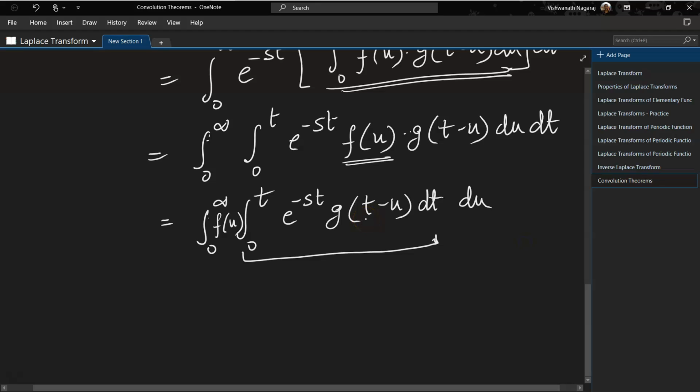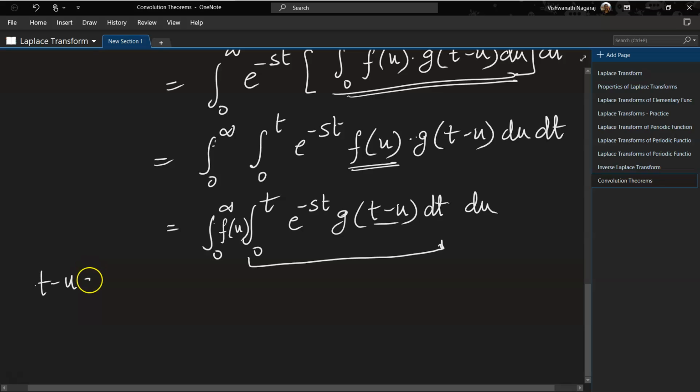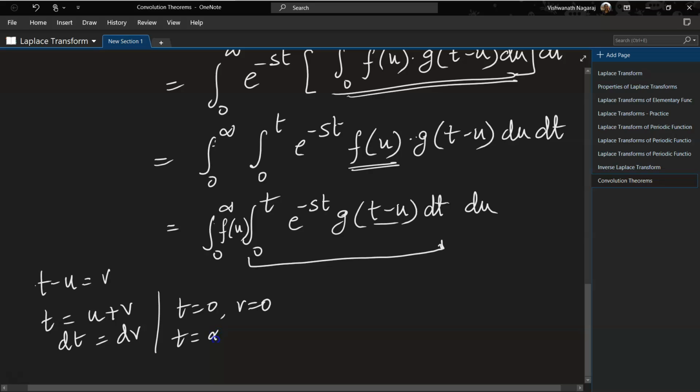How do we solve this integral? Let's do some substitutions. Let's say t minus u is equal to v. That means t is equal to u plus v. If we differentiate with respect to v, we get dt by dv is equal to 1, so dt is equal to dv. Now, when t is equal to 0, v would be equal to 0. When t is equal to infinity, v would be equal to infinity.